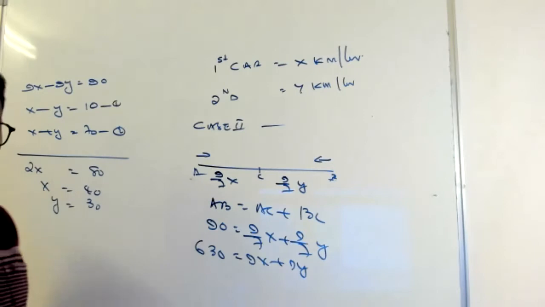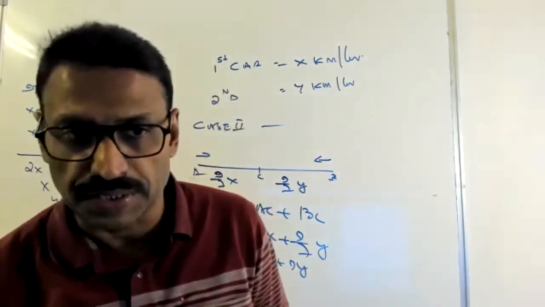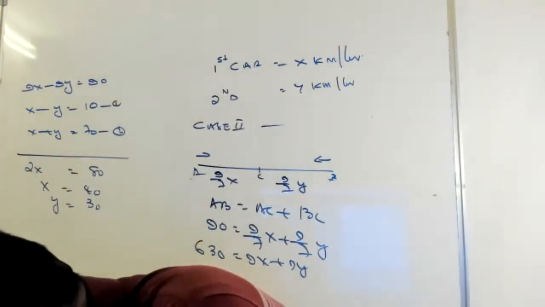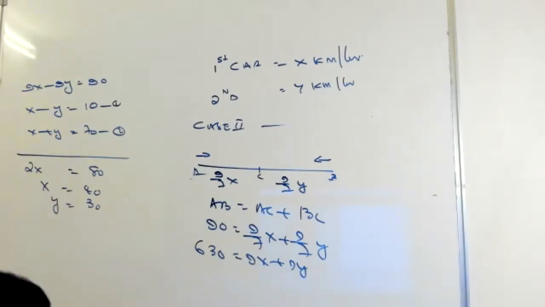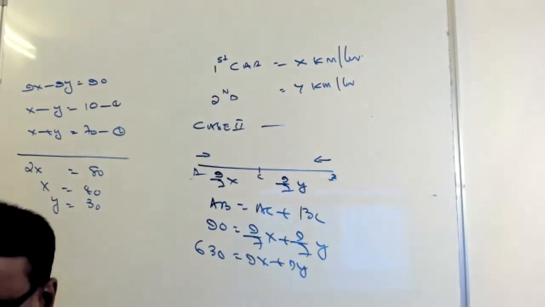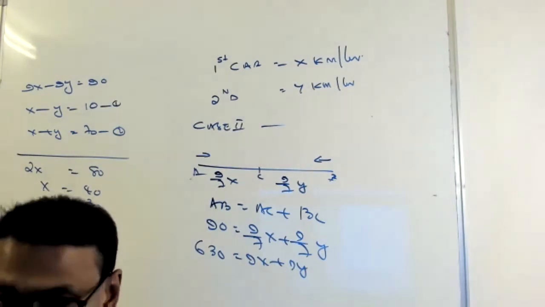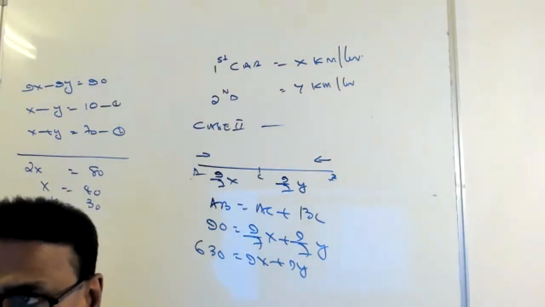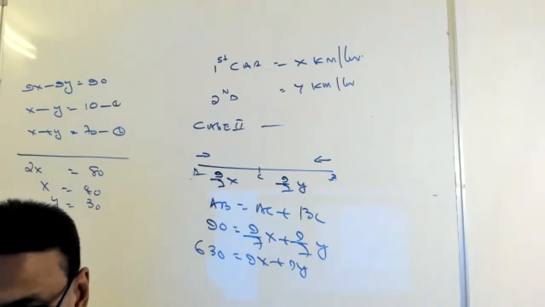Don't write only 40 and 30. You write speed of first car equal to 40 kilometer per hour. Second car is 30 kilometer per hour. Listen, unit is an important thing. Otherwise, one mark will be missed.